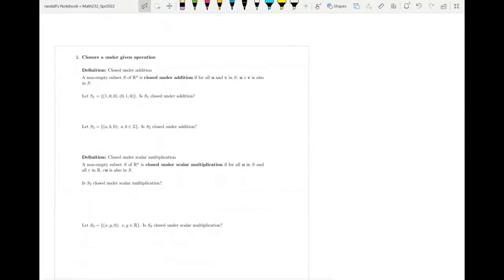Now we're moving on to an important concept of closure, which will lead us to the definition of a subspace. Closure is in reference to the two algebraic operations that we have on vectors, the addition and the scalar multiplication. So there's a notion of closure referring to the addition of vectors, and there's a notion of closure referring to the scalar multiplication. Let's look at these separately.